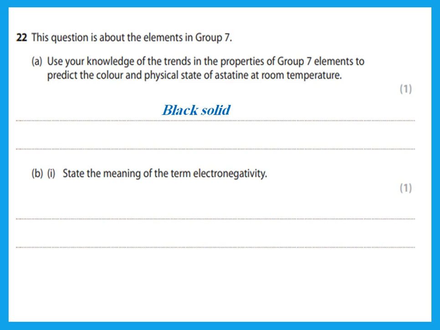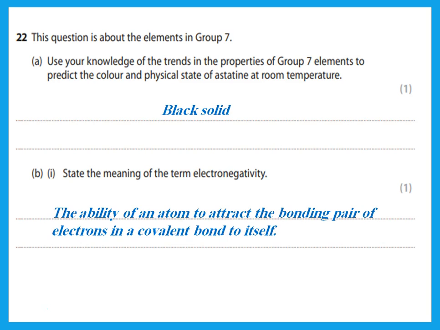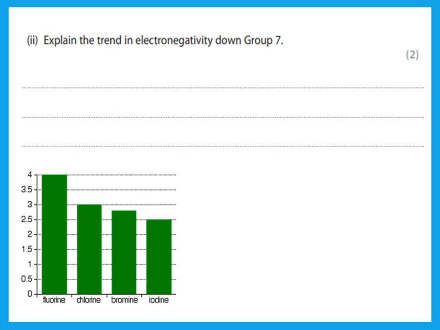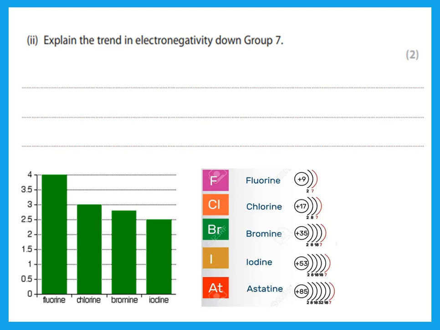Then he says, state the meaning of the term electronegativity. Do you remember the definition of electronegativity? It is the ability of an atom to attract the bonding pair of electrons in a covalent bond to itself. So explain the trend in electronegativity going down group 7. You have to remember, group 7 are the halogens. Going down the group, the electronegativity decreases. If we say which one is more electronegative, it is the fluorine, and then chlorine, and then bromine, and then iodine. And then we said, why is that?